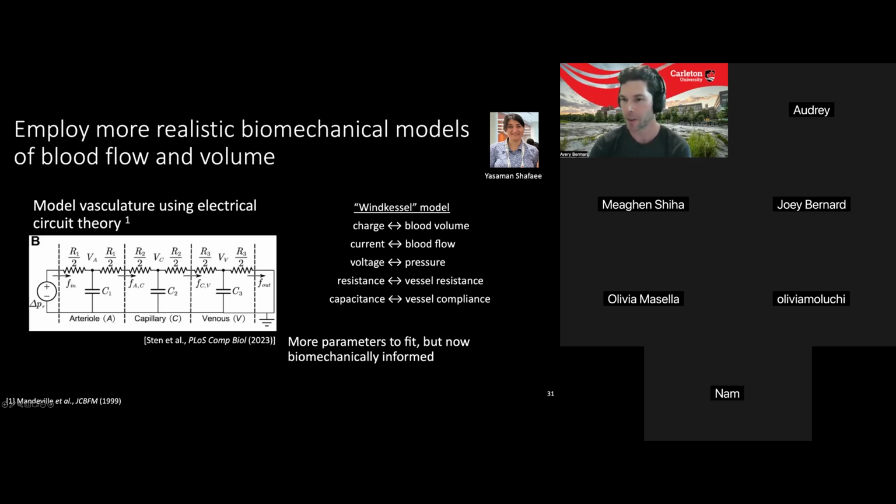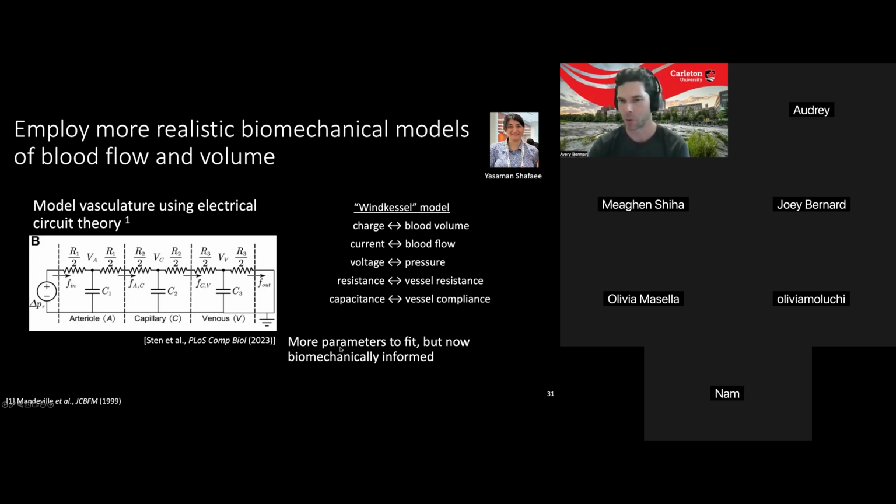We call this a Windkessel model. I won't explain the historical significance there. We didn't come up with that term. The analogy here is that electric charge is related to blood volume, current to blood flow, voltage to blood pressure, resistance to vessel resistance, and capacitance to vessel compliance. So how stiff are the vessels and can they dilate very well?